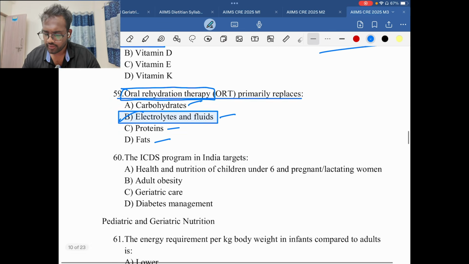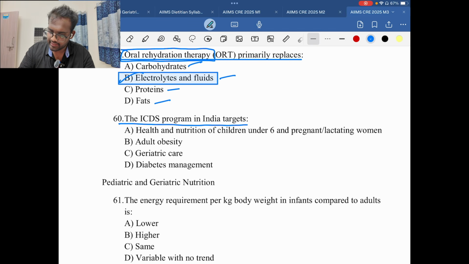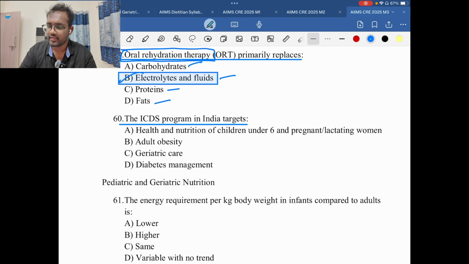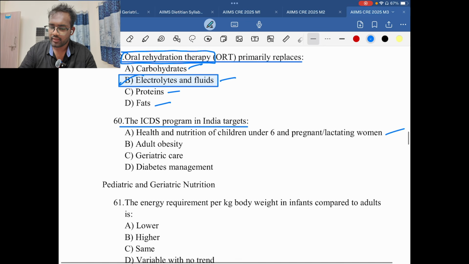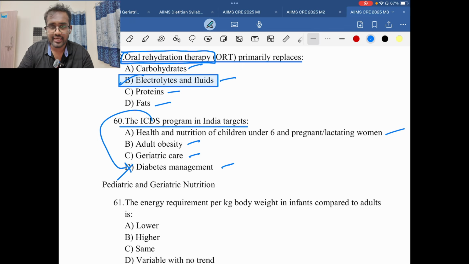Okay. And question number 60. The ICDS program in India targets health and nutrition of children under 6 and pregnant or lactating women, adult obesity, geriatric care, diabetic management. Diabetic management does not come under ICDS, the Integrated Child Development Scheme, and geriatric care also does not come under the ICDS. Adult obesity also will not come under the ICDS.